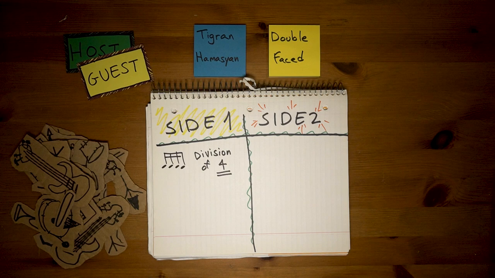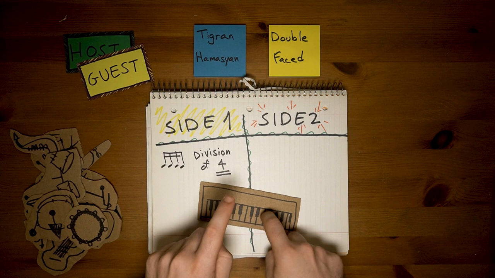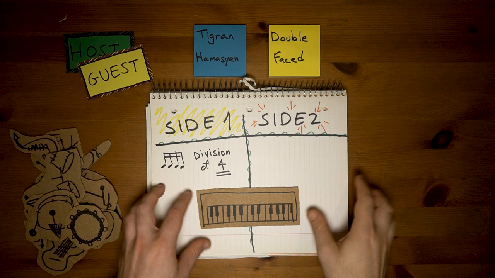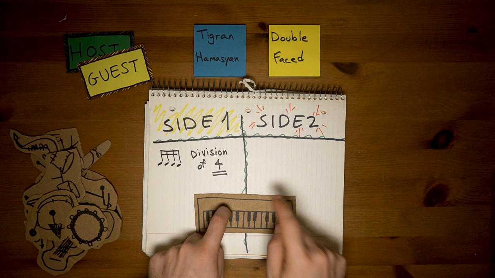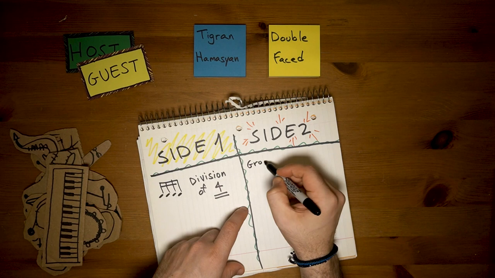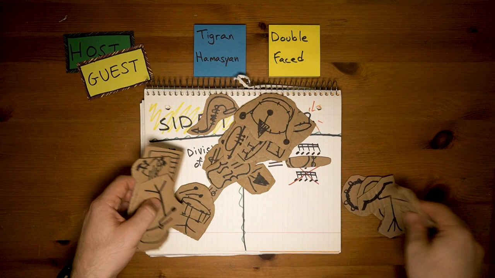Back to our section. The piano is playing this repeated rhythm. And if we slow it down a bit? We get a grouping of five. Not a quintuplet, but a grouping of 5 16 notes. So now we have both sides of the polyrhythm. We still don't know what the time signature is, but we'll get to that later.